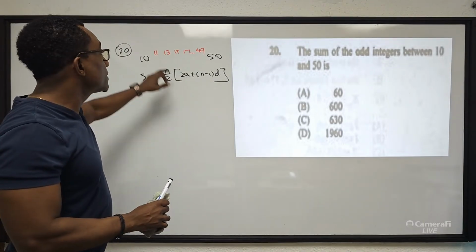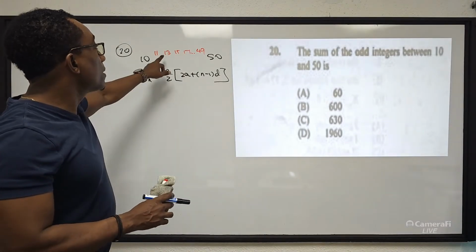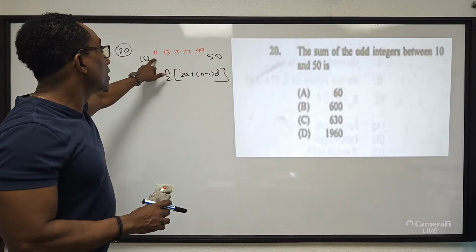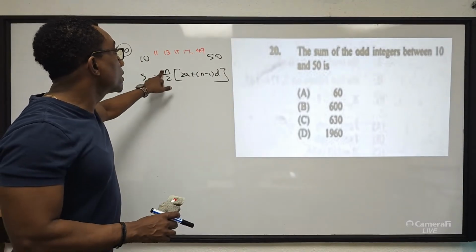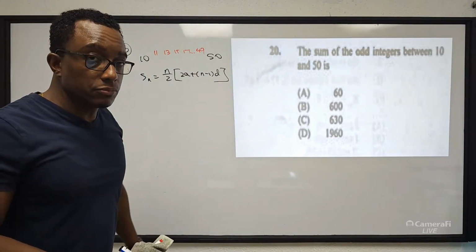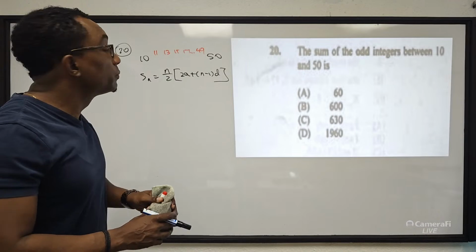In order to find the sum, we need to know the first term. The first term is 11. We need to know the common difference. The common difference will be 2: 11 to 13, 13 to 15, the common difference is 2. But we also need to determine the number of terms. So how many odd numbers exist between 10 and 50, which we don't know.